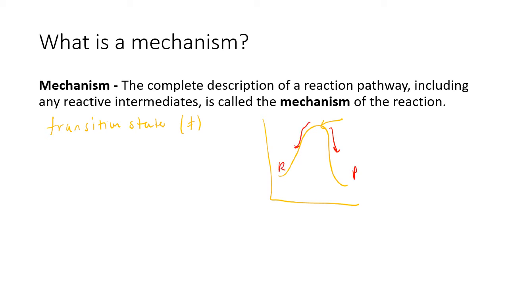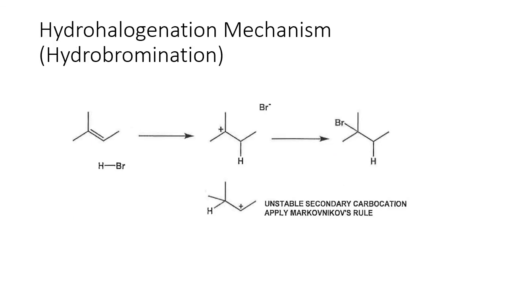So when we're drawing a mechanism, we use our arrows to show the flow of electrons. We draw reactive intermediates that are involved. We show transition states. We show all formal charges. So there's a lot that goes into them, and we're definitely going to start with some of the most basic mechanisms and then work our way up. So let's look at our hydrohalogenation mechanism, and specifically this is called a hydrobromination because our reactant is HBr.